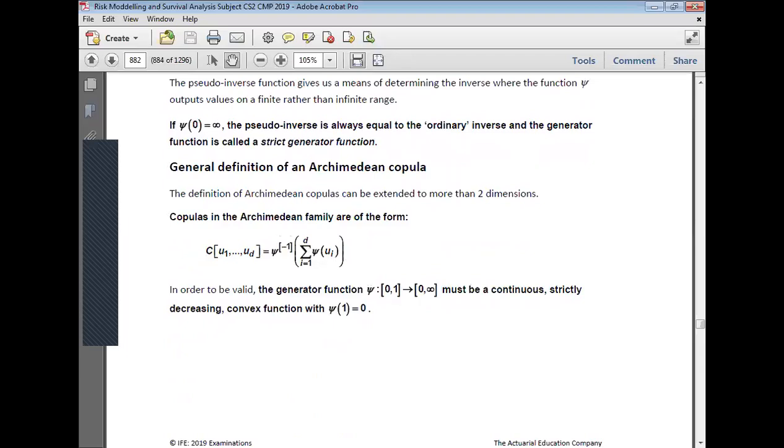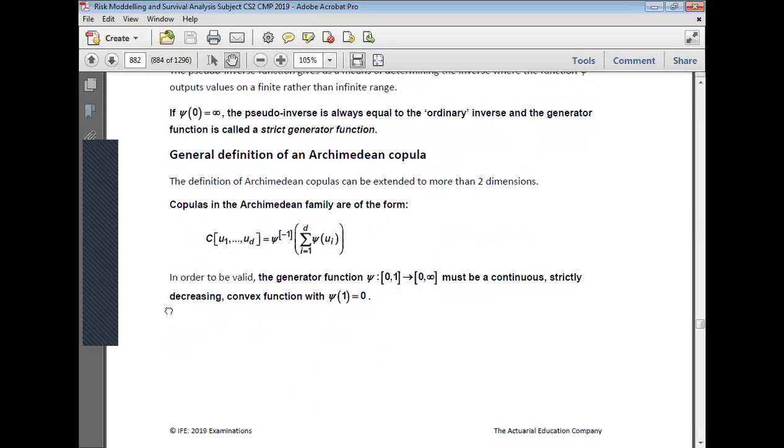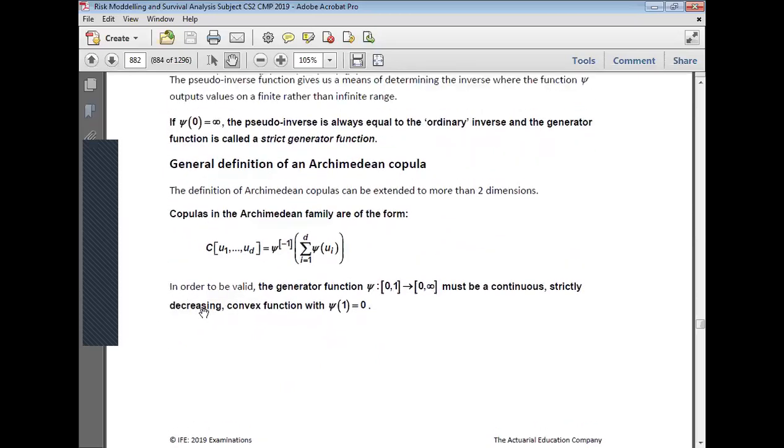So that's the only difference. And here in these two lines, they actually summarize what we saw in the graph, right? So again, we try to check whether this is indeed a valid copula or not. So we know that this psi of ui.